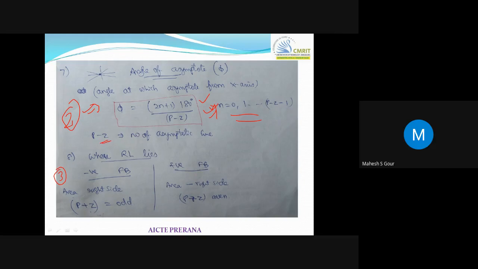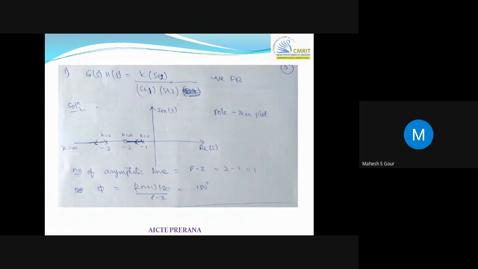So what is p minus z? That is the number of asymptotic lines. Okay, so this is your first problem. I think we have solved it.